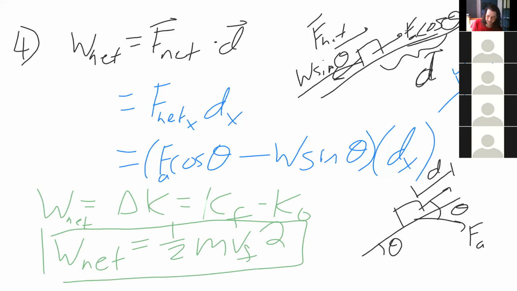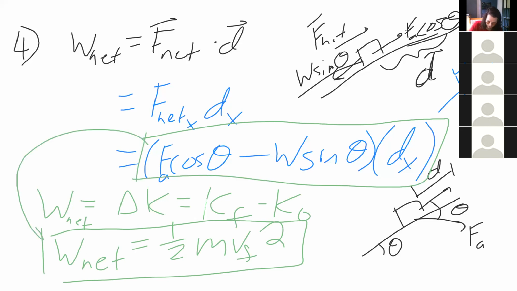This is how you'll relate whatever net work you find here to the final speed. So rather than having to find a net force, turning that into an acceleration, and then doing some kinematic stuff, we can simply find the net work and set that equal to 1/2 m v squared. And that gives you a little bit of a quicker way of solving these problems.